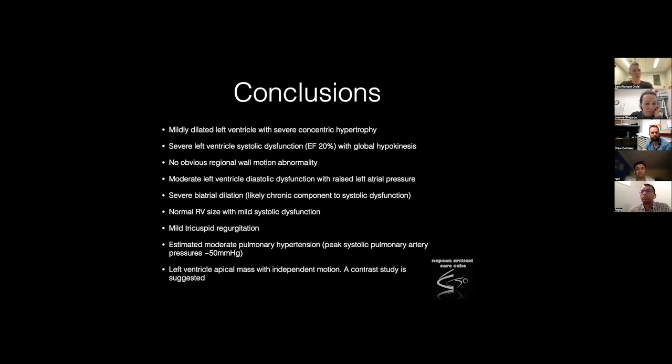I'd have taken normal RV size. You said a normal systolic function. That would have been fine. Mild tricuspid regurg, moderate pulmonary hypertension. Again, I think you said that was significantly raised, totally fine. And then don't forget the left apical mass on the contrast study that I did. So nicely done is the bottom line.